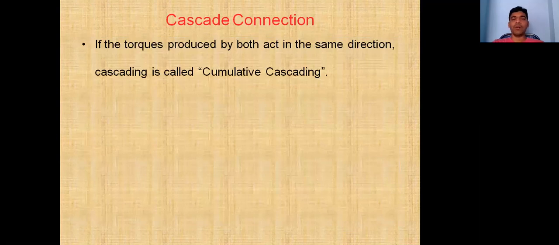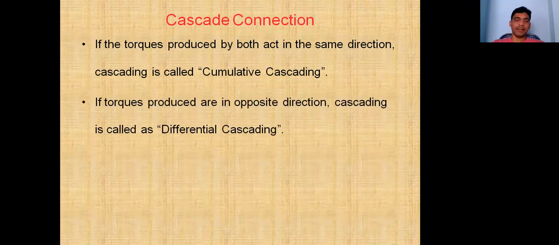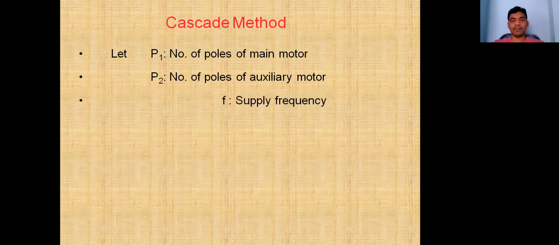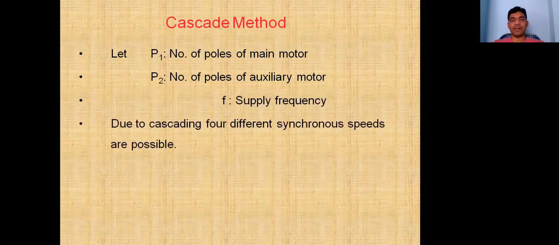If the torque produced by both acts in the same direction, cascading is called cumulative cascading. If the torques produced are in opposite directions, cascading is called differential cascading. Let P1 be the number of poles of the main motor, P2 the number of poles of the auxiliary motor, and F the supply frequency.